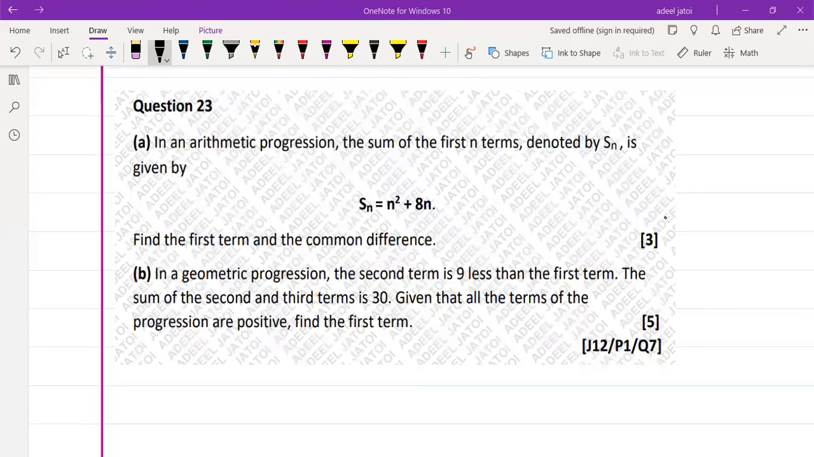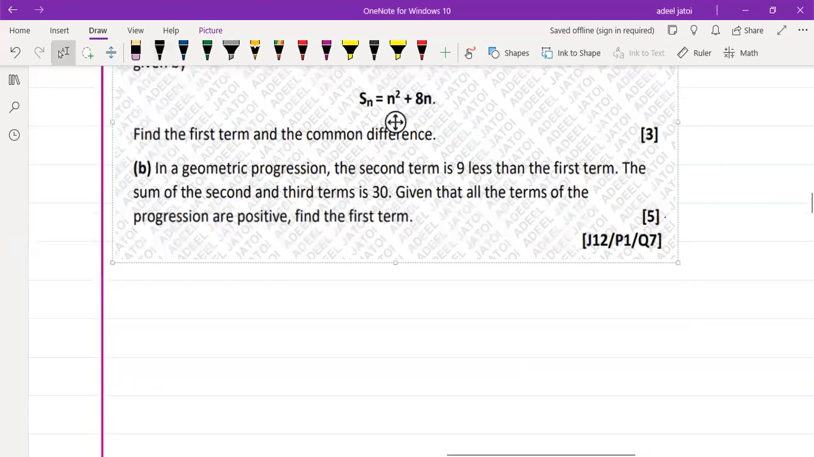So this is June 2012, paper 1, question number 7. In an arithmetic progression, the sum of the first n terms denoted by Sn is given by Sn is equal to n square plus 8n. Find the first term and the common difference.